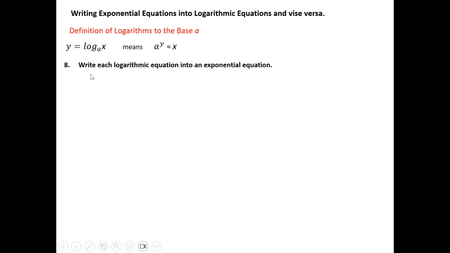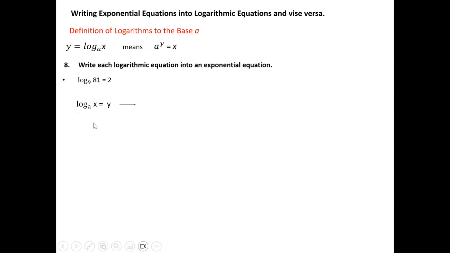Now we're going to be doing writing exponential equations into logarithmic equations and vice versa. So this is how you go from logarithmic to exponential. This is the conversion here, and vice versa. So for example, write each logarithmic equation into an exponential equation.